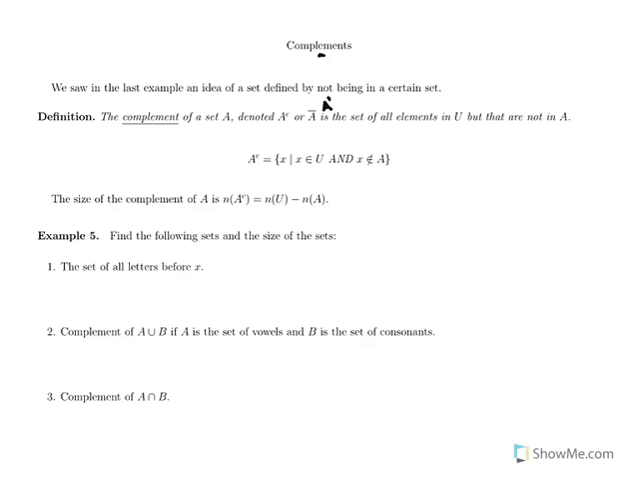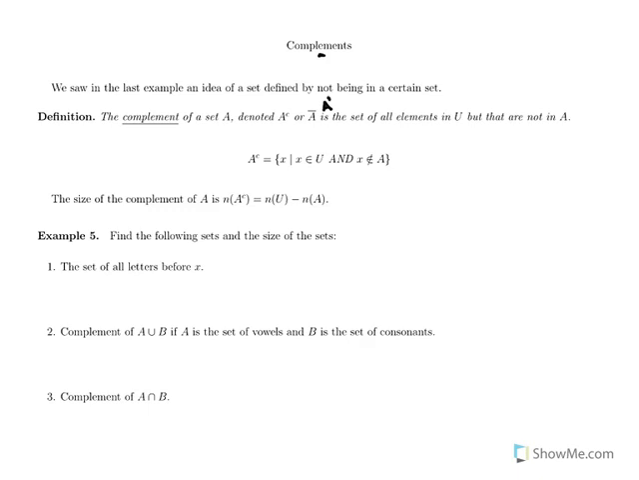So the size of the complement, this is really the key part here, is going to be the size of the universal set minus the size of the set itself. And that's what we did on the previous page. We looked at 80 minus the size of the union.